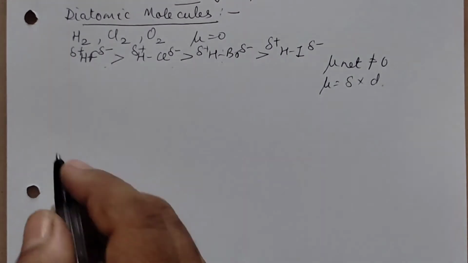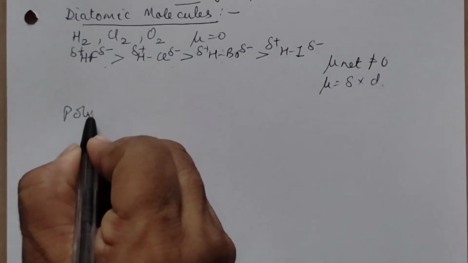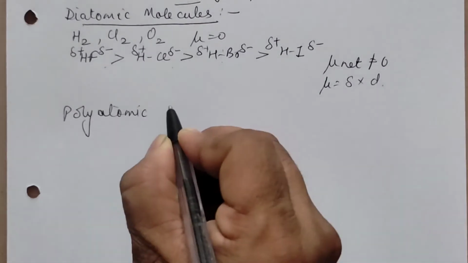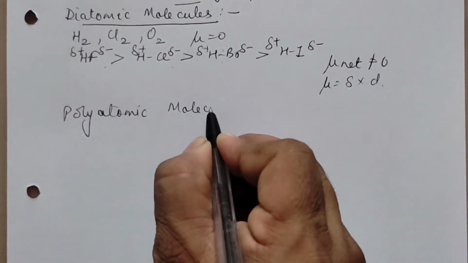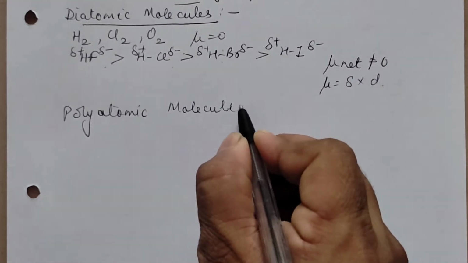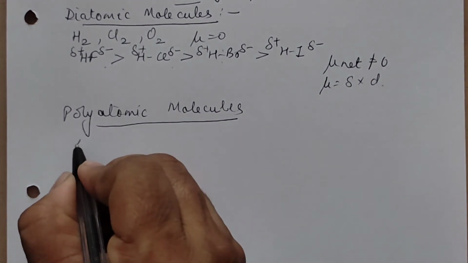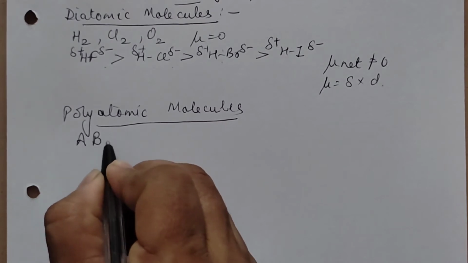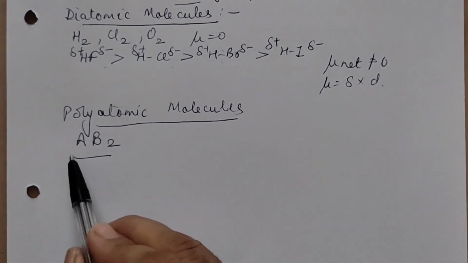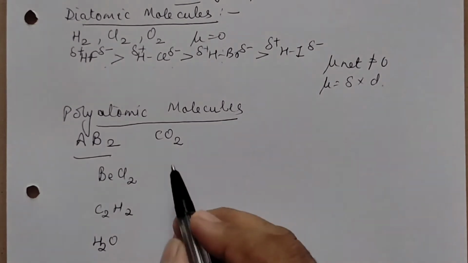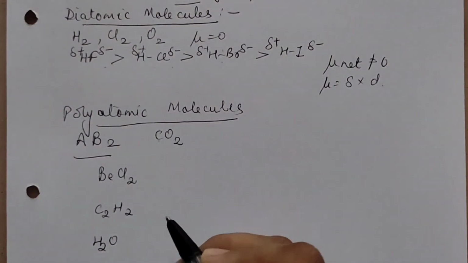Now we will talk about polyatomic molecules. In polyatomic molecules, we can take different categories. Different categories means we can consider one central atom with 2 surrounding, 3 surrounding, 4 and so on. So let me first talk about AB2 type. AB2 type means one central atom and 2 surrounding. So we will consider these examples. Now I have written here various categories.